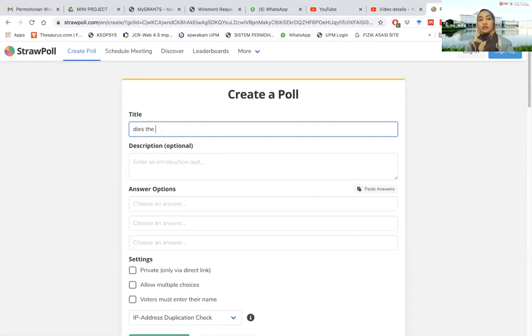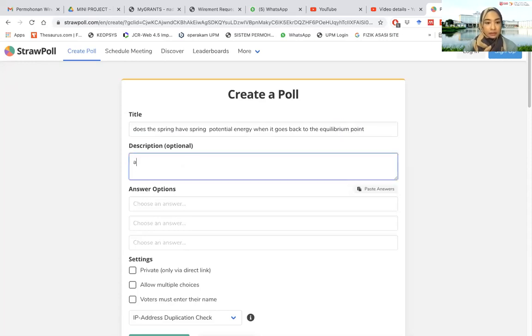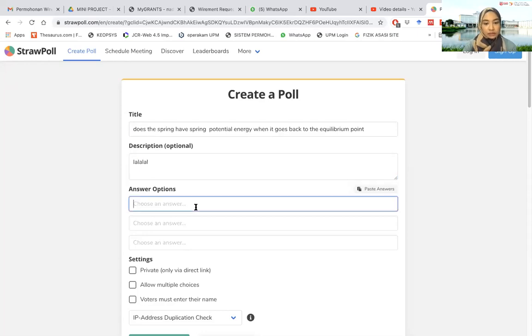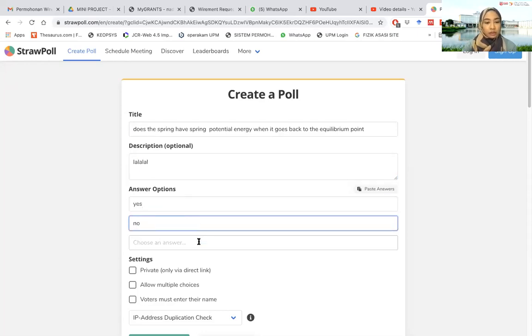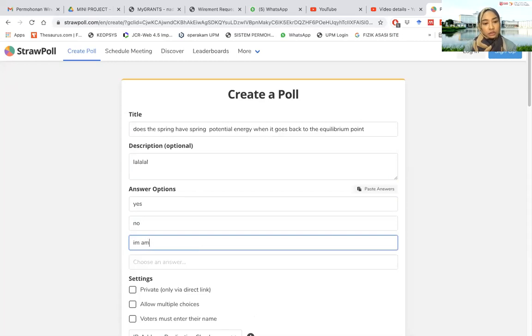Does the spring have spring potential energy when it goes back to the equilibrium position ataupun point? Answer yes, no, I am not sure.